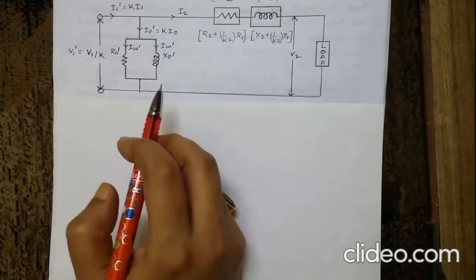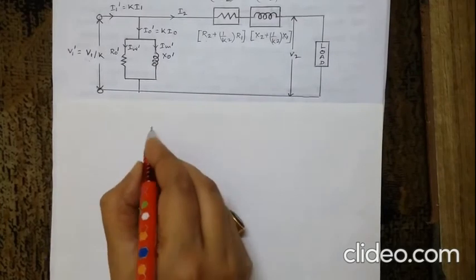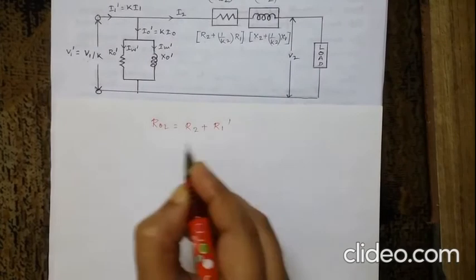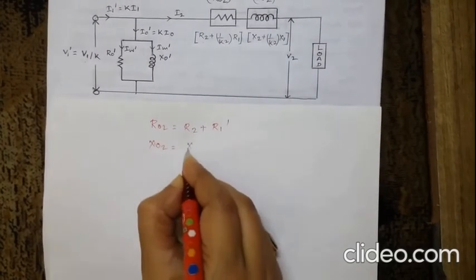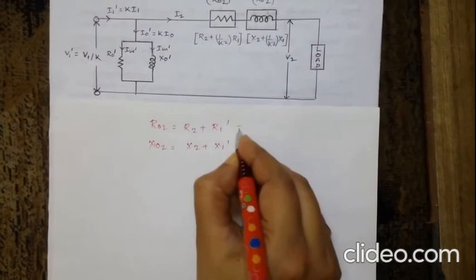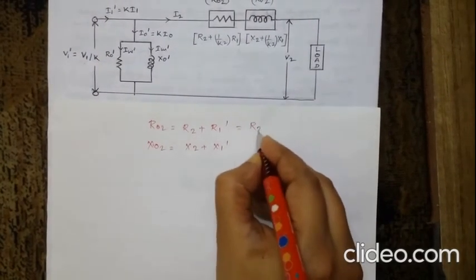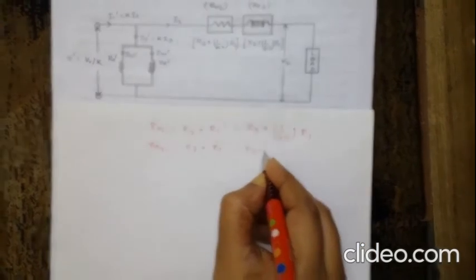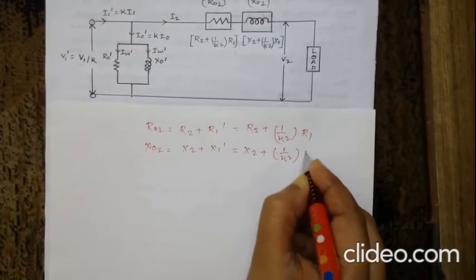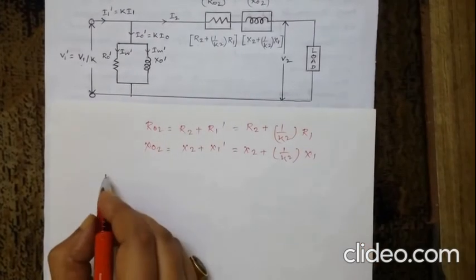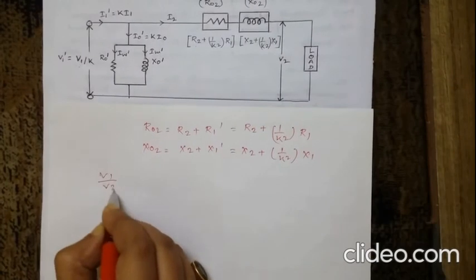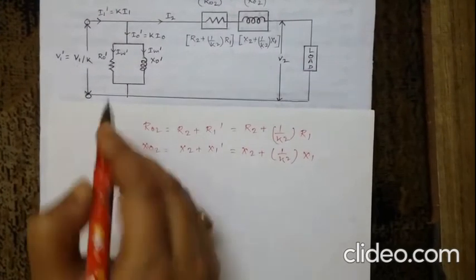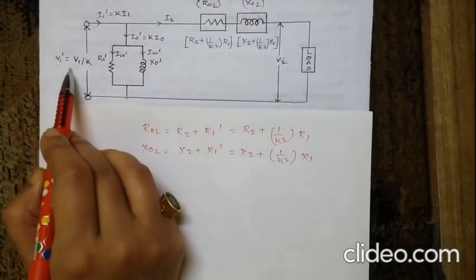Equivalent resistance and reactance as referred to the secondary side will be R02 equal to R2 plus R1 dash and X02 equal to X2 plus X1 dash. So from the impedance transformation we can write R2 plus 1 by K square R1, X2 plus 1 by K square X1. Now from the impedance transformation we can also write V1 by V2 equal to K, or V2 equal to V1 by K. So V2 is equal to V1 dash, which is equal to V1 by K.